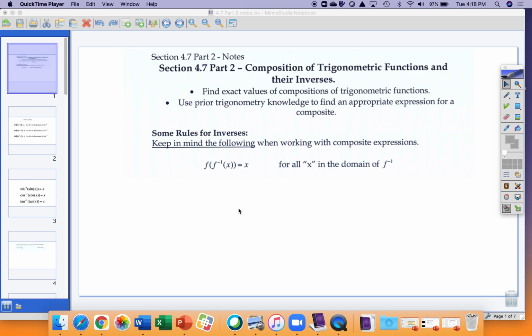And welcome back to another lesson in pre-calculus. Today, we'll be taking a look at the second part of section 4.2, where we'll be looking at the composition of trigonometric functions and their inverses.